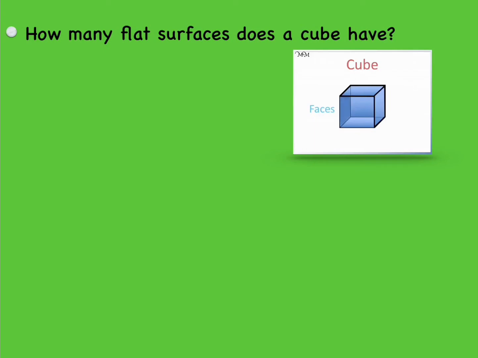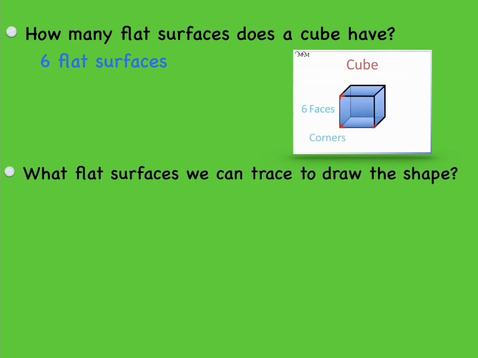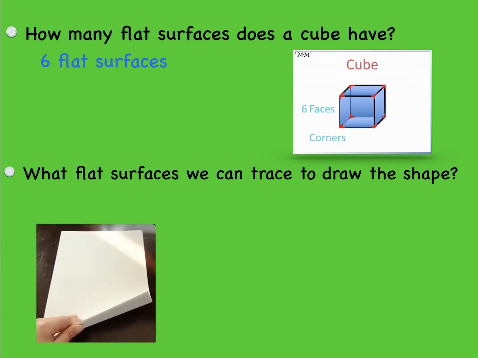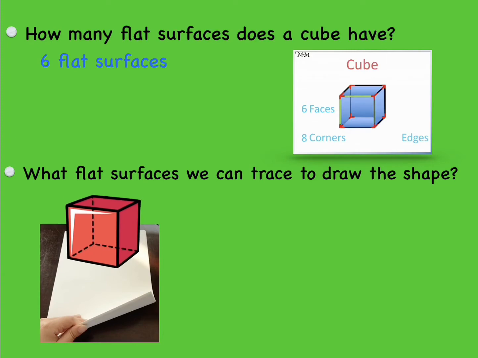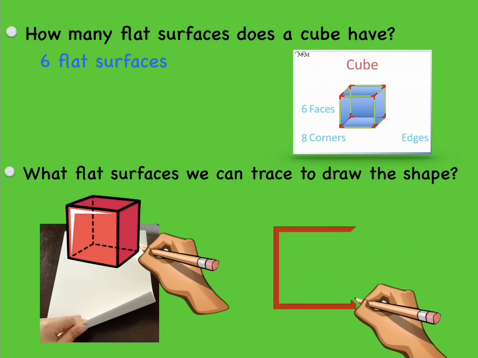Now let's move to our friend, the cube. How many flat surfaces does a cube have? Excellent! 6 flat surfaces. Now, what flat surfaces can we trace to draw this shape? If we put the flat surface down on the paper and draw around it, we will trace 6 squares.